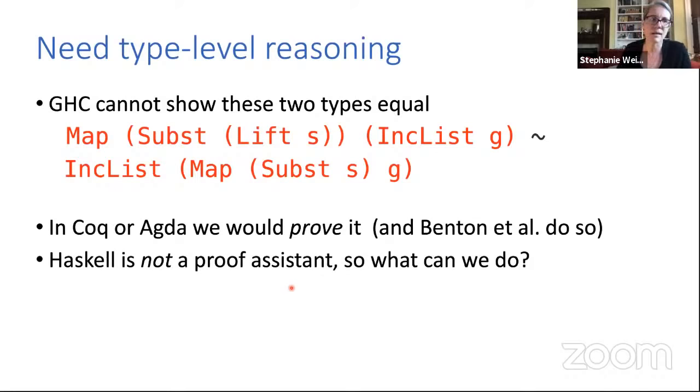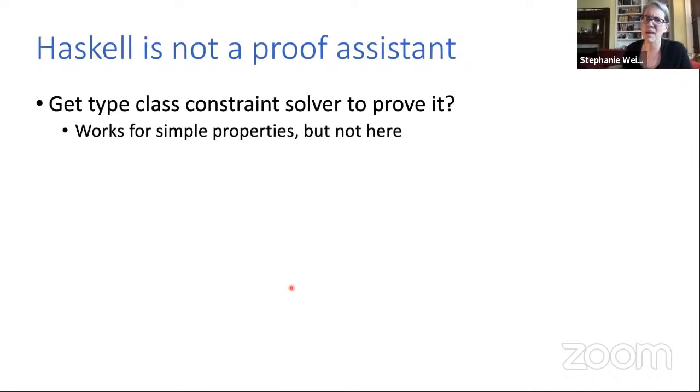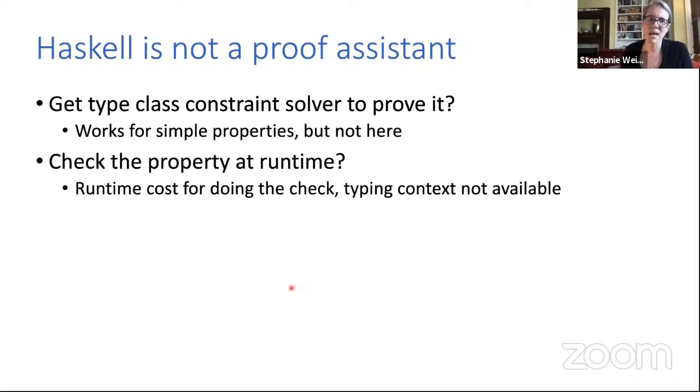So what can I do instead? Haskell's not a proof assistant. Sometimes, for simple types of reasoning, we can hijack the constraint solver and get it to do that for us. This is not simple reasoning, and so that's not going to be available for us. Sometimes, if we can't check things statically, we can check them at runtime. But here, that's not a great idea because we're putting in this gigantic runtime check in the middle of our substitution function. It's going to be very expensive, and it's a runtime check on data that we don't even have at runtime. So we'd have to go back to our data structure and augment it to make sure we even have the data to be able to do that runtime check. So that's not a very good idea.